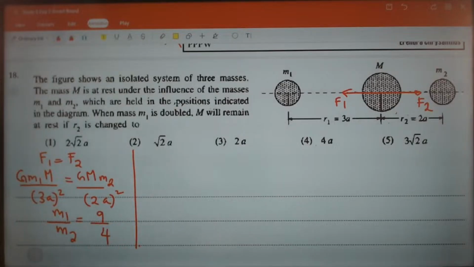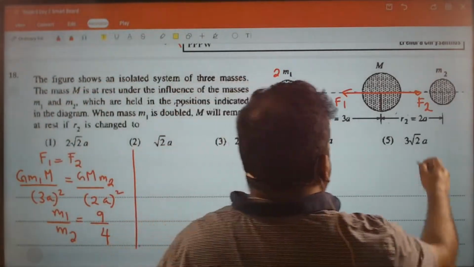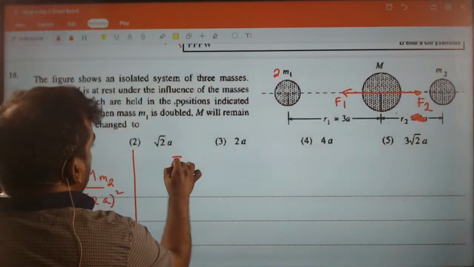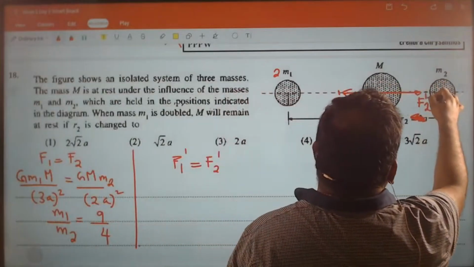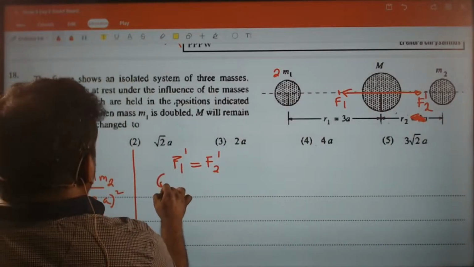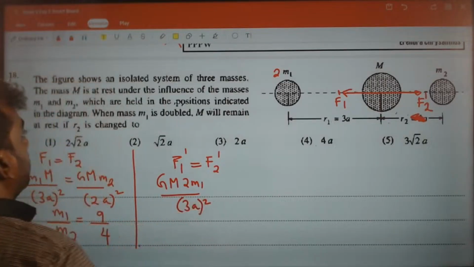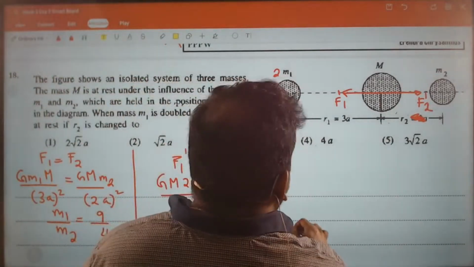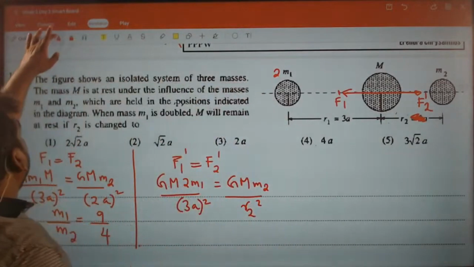Now what are they saying? When this mass is doubled, what will be the value of R2? So here F1 dash equals F2 dash. I am drawing in the same diagram. The force is G M, with the first mass, M1, at a distance of 3A, squared. Here G M, the mass there is M2 divided by the distance R2 squared.